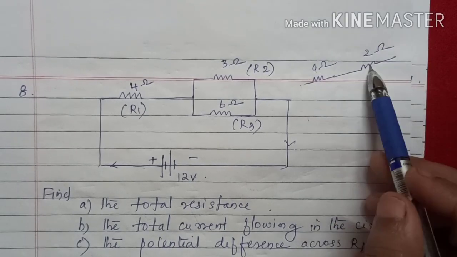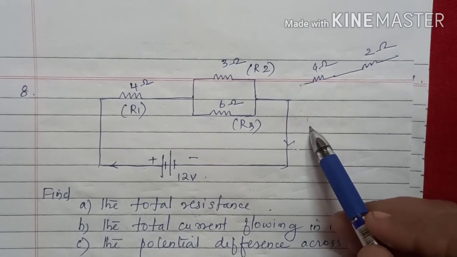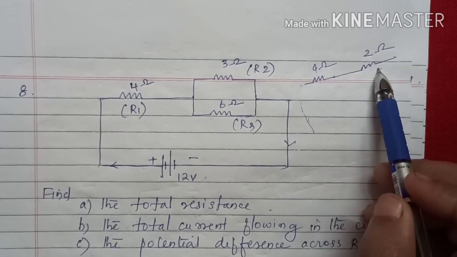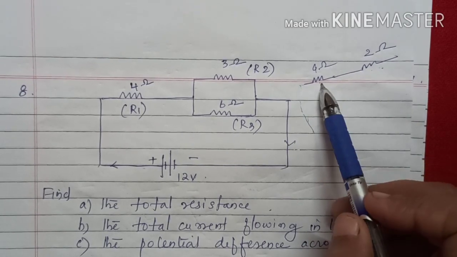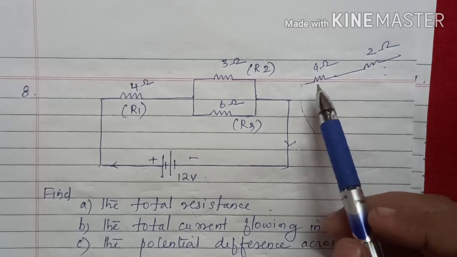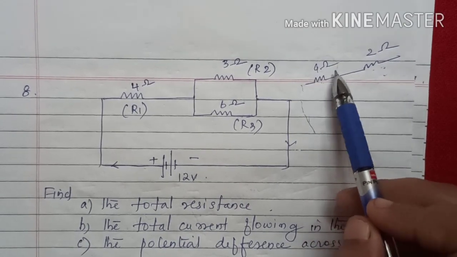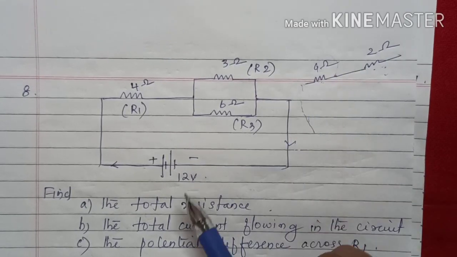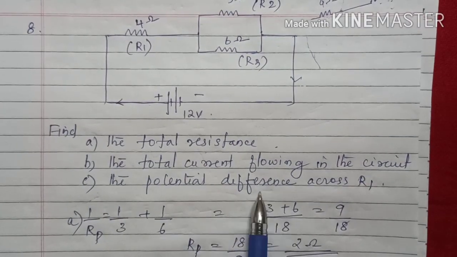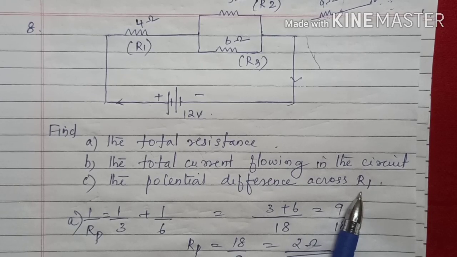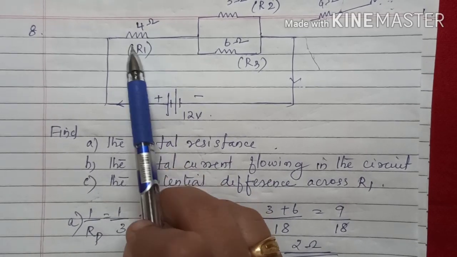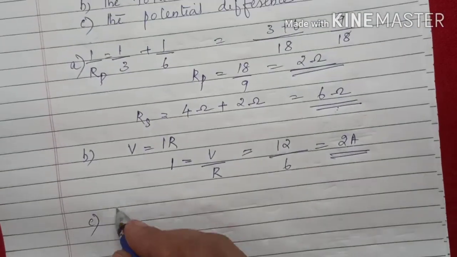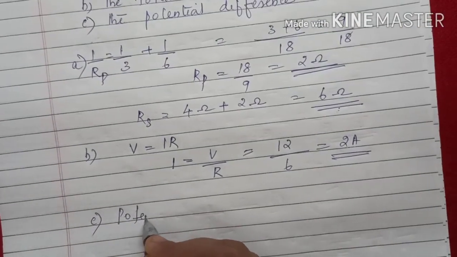Now this is a series combination, and in a series combination the potential difference is different, right? But the current is the same. So the potential across 4 ohm is not equal to the potential across 2 ohm. That is what is asked in the question. You have to find the potential difference across R1 only. What is R1 here? This 4 ohm resistor. So you can write the potential across 4 ohm.